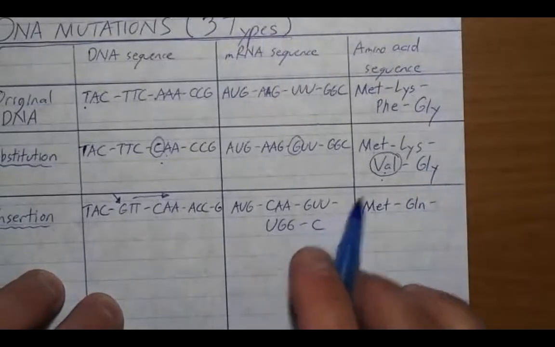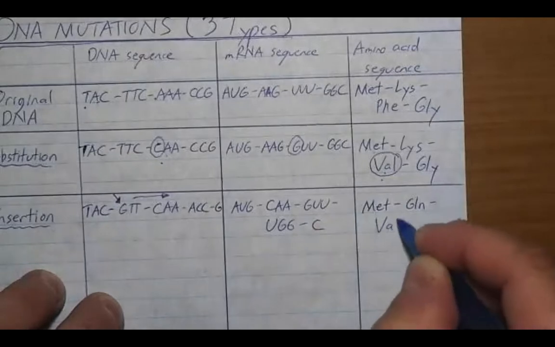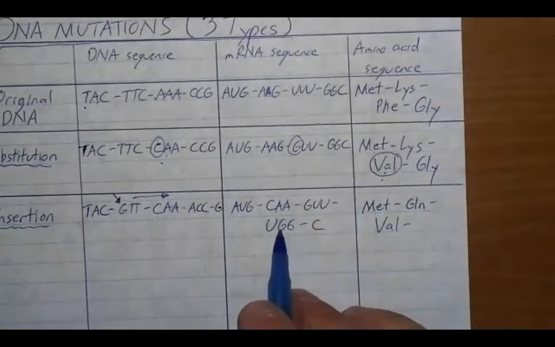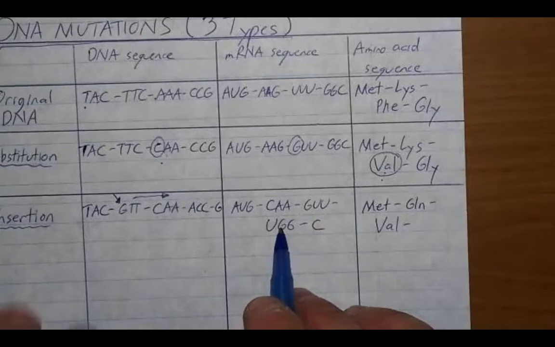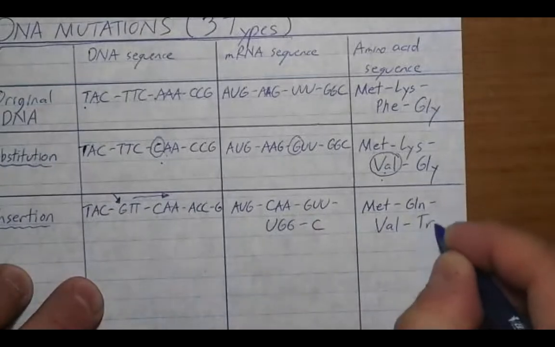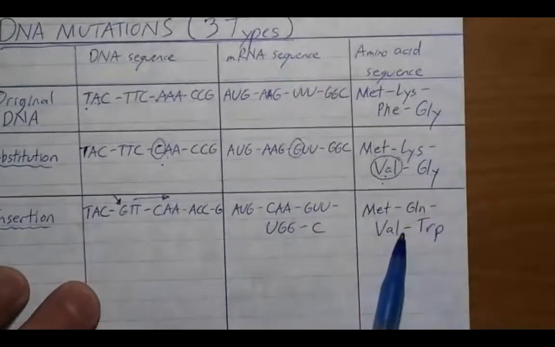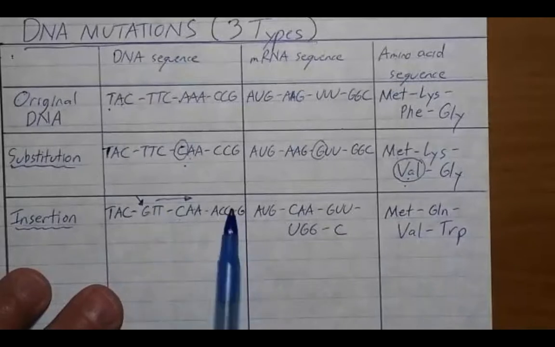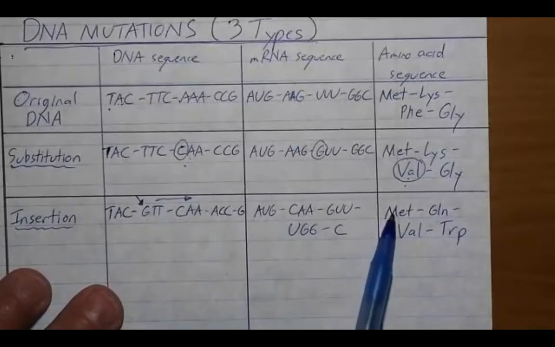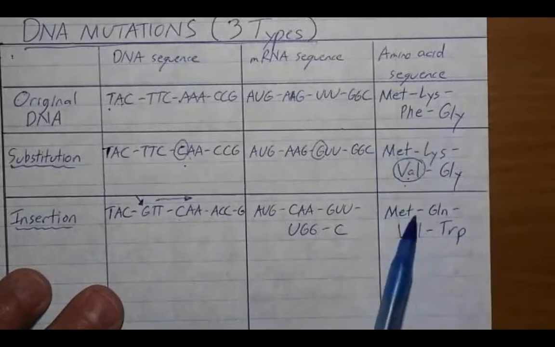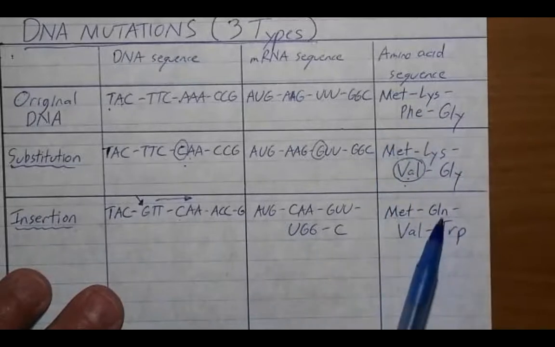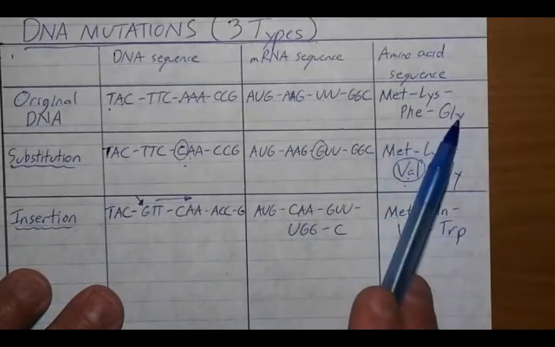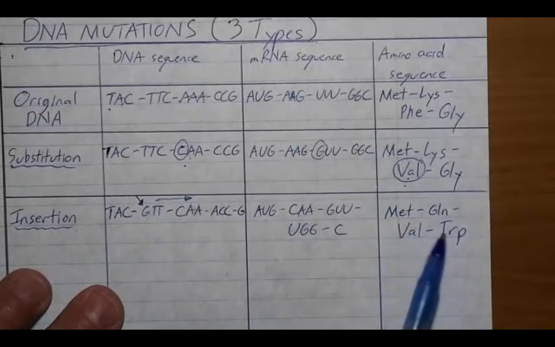And GUU, we knew that one up there. That's valine. UGG is tryptophan. Okay, so now look at this new amino acid sequence. By adding one new base in here and pushing everything back, the only amino acid same as the original is the first one. The last three amino acids have all changed. All of these have changed. They're not Lys, Phe, and Gly. They are now Gln, Val, and Trp.